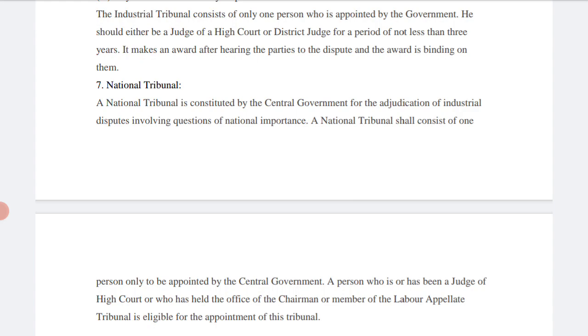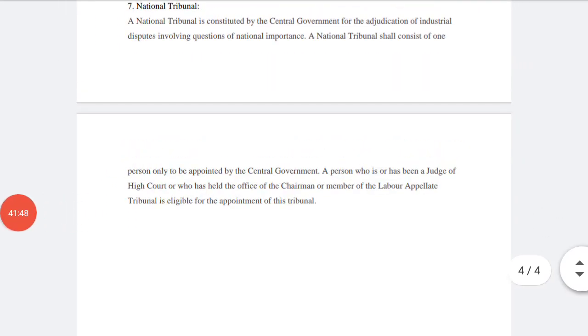See, this national tribunal is constituted by the central government, and it deals with the resolving of disputes. So with this we conclude today's lecture.